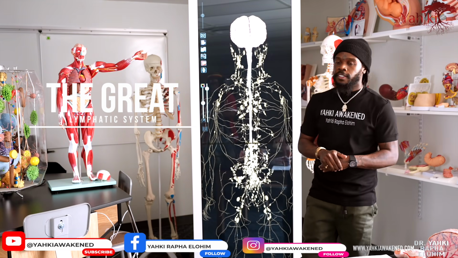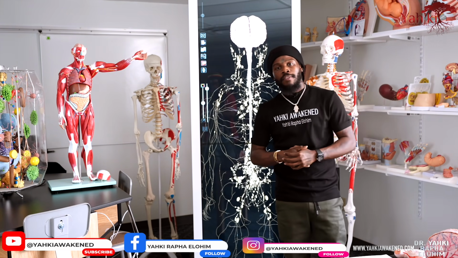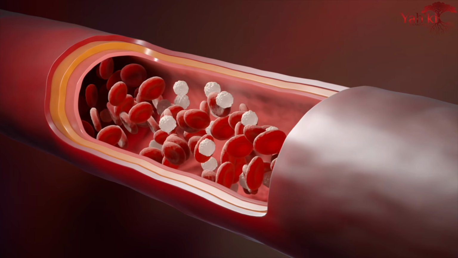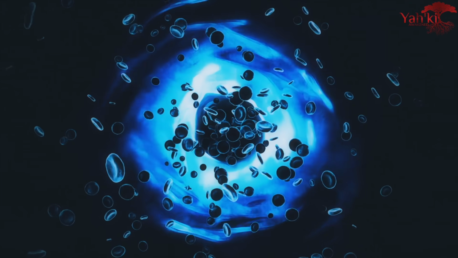It's the great lymphatic system. So the body is made of 150 trillion cells. I tell y'all this all the time. Each cell has to eat like you. Each cell has to poop like you. Each cell breathes like you.